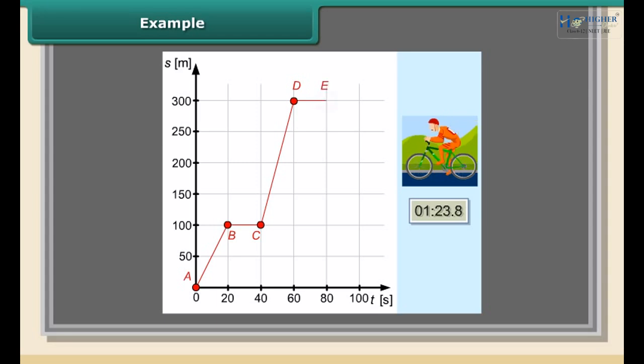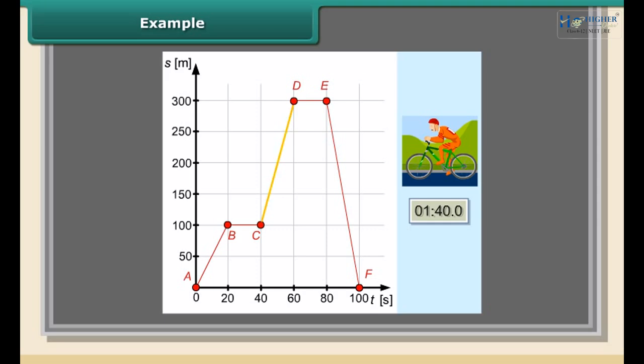We can also determine the type of motion with which he was traveling along particular segments, his speed, the distance he covered, and even his direction of movement. So from segment AB, we can discover that the cyclist covered a distance of 100 meters in 20 seconds, moving at a constant speed of 5 meters per second. Segment BC indicates that the cyclist stopped after having traveled a distance of 100 meters.